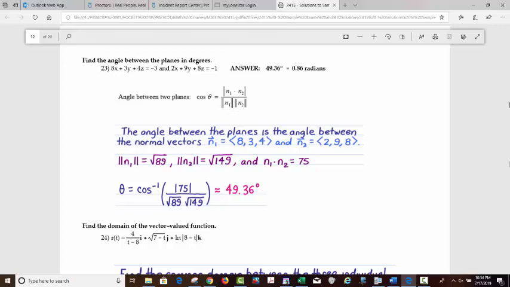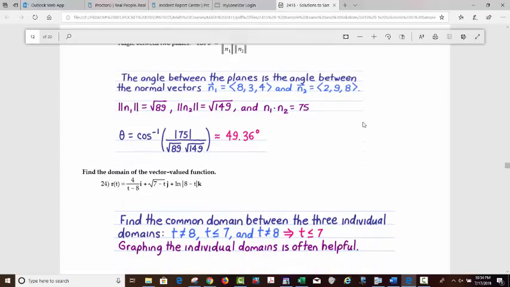Let's see what we got here. So it's going to be cosine inverse. The magnitude of n1 will be square root of 89. n2 will be square root of 149. So then theta is going to equal cosine inverse of 75 over the two magnitudes multiplied together.